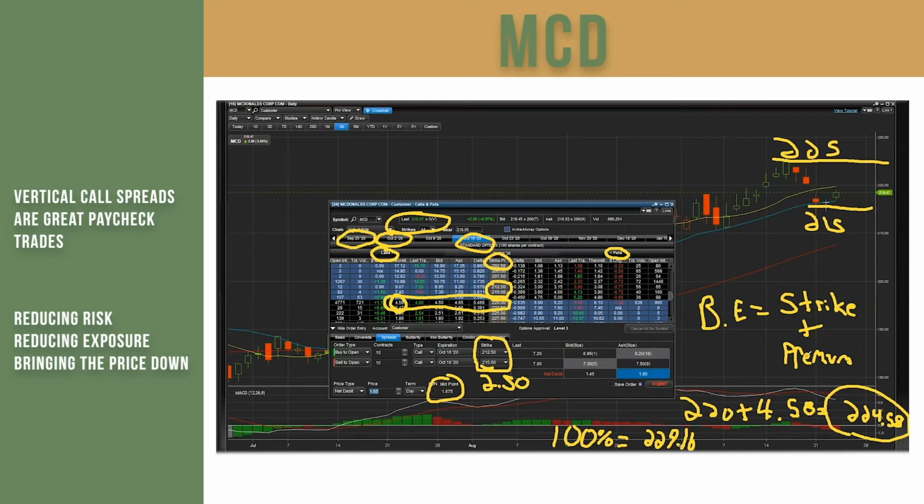Going with the calls here, you need it at your strike price plus premium paid just to break even. And then obviously to make a 100% return, add another premium, and that's where your double is. So at $229.16 a share, you make a 100% return if you just picked up that 220 strike call for that price we were talking about, $4.58. So that's the nice thing about the calls versus the call spread.